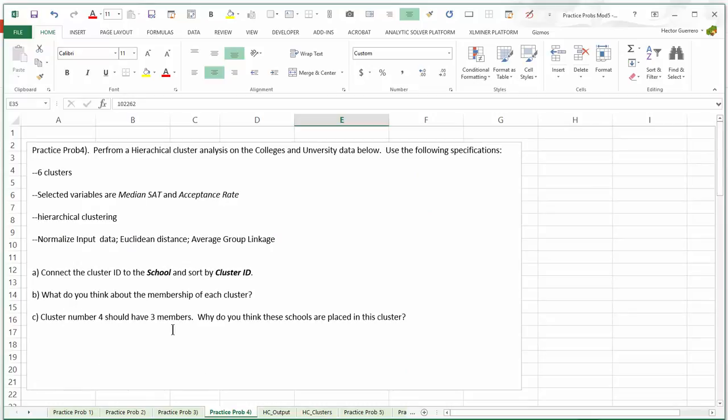And what I would expect in this discussion is some verbiage relating to how you feel about those clusters being created, and whether there seems to be a match in the schools along those lines. All right, that's the end of our discussion of Problem 4 in Module 5.